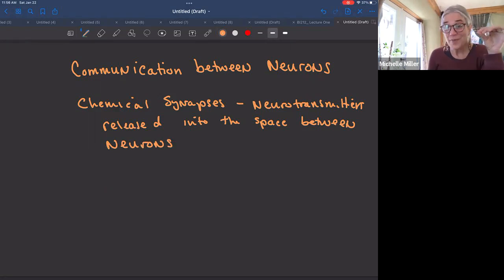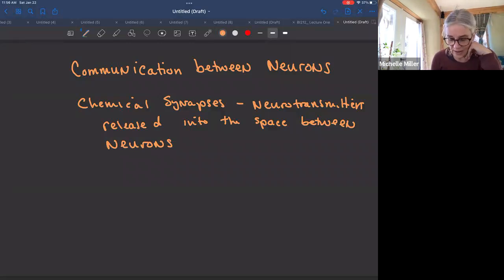So this chemical energy then has to be converted back to electrical energy. It goes from electrical energy as the action potential is passed down the axon, to the release of the neurotransmitters, which have to diffuse across the synapse, and then they bind to receptors on the next neuron, and that next neuron then changes that chemical energy into an electrical energy again.